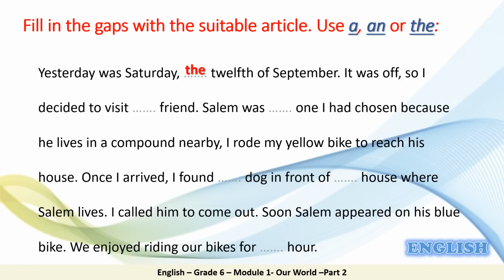It was off, so I decided to visit a friend. Salim was the one I had chosen because he lives in a compound nearby. I rode my yellow bike to reach his house. Once I arrived, I found a dog in front of the house where Salim lives. I called him to come out. Soon, Salim appeared on his blue bike. We enjoyed riding our bikes for an hour.